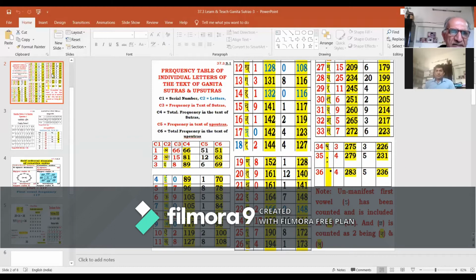Now, let us have a focus upon the first distinct letter, that is the first vowel, A. The first letter A has a frequency of 66 in the text of Ganita Sutras and 51 in the text of the Upsutras. This makes the total frequency 117. It is this feature of this frequency table which deserves to be imbibed well.